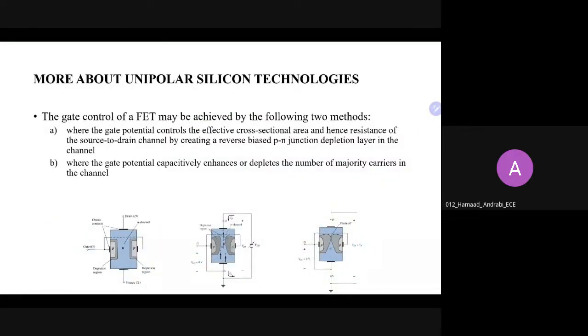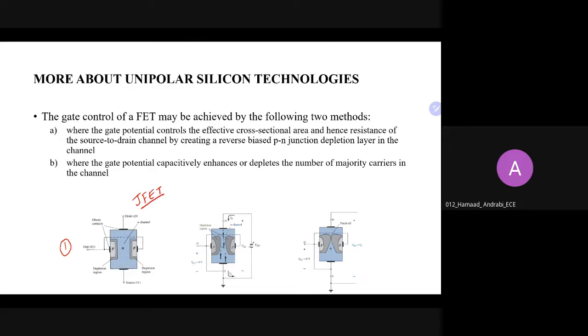So what is the job of the gate now? How can we control the gate terminal in these field effect transistors? By applying a certain potential, a certain voltage on it. If you observe these three diagrams, in the first diagram the gate is floating. And please remember that the gate is connected to the P side of the semiconductor. Generally, this is the JFET diagram, the junction field effect transistor.